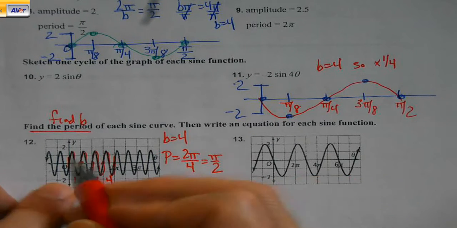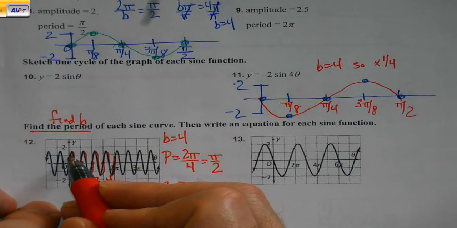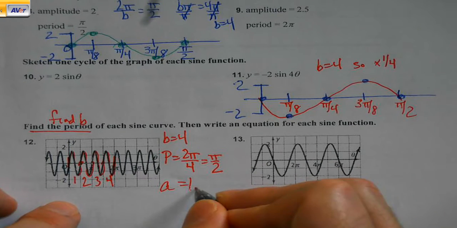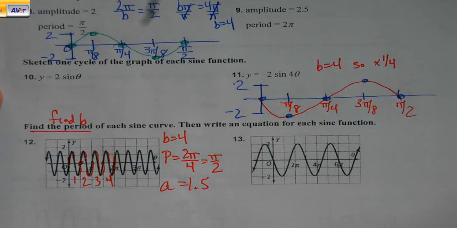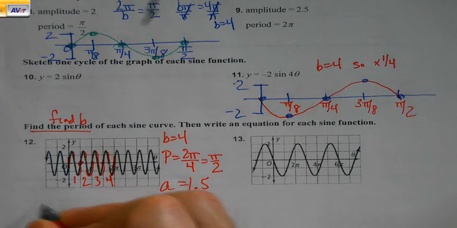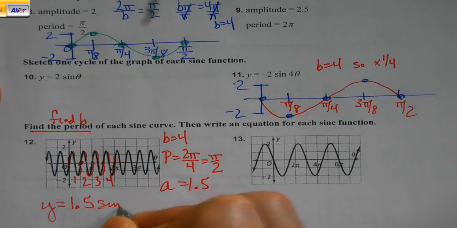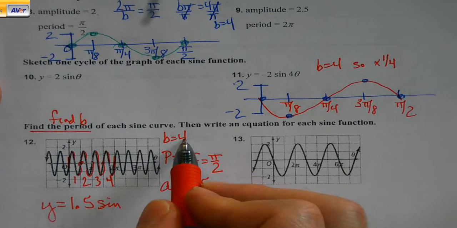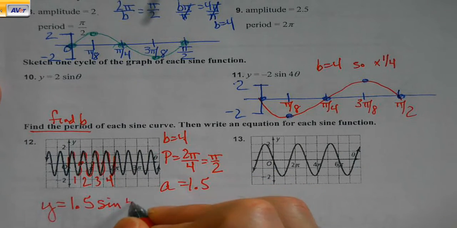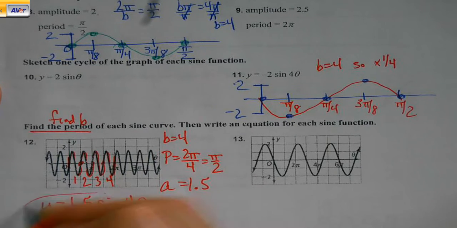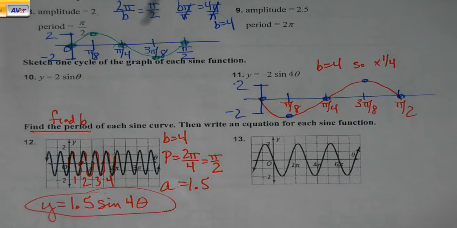My A value, it opens up, I don't know. It's like, here's 1 and here's 2. That's kind of in the middle. Well, I guess we'll call it 1.5. Okay, I got to pay attention to my amplitude. So y equals 1.5 sine. My B equals 4 for theta. Because again, that's my B value, not my period. Okay? And then you're going to have to do that on the next one.